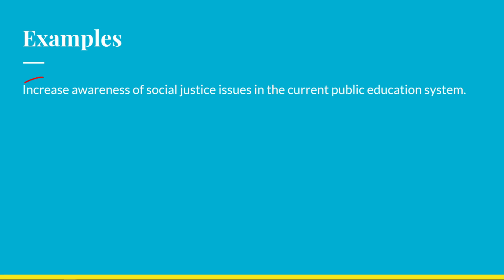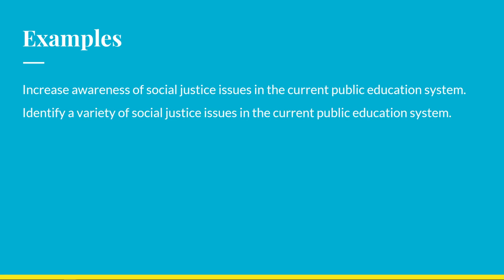Action verb increase is observable. For example, we can compare learners' performance in a pre-test and a post-test to see whether there is an increase. However, the object of the verb, awareness, is not observable. To measure awareness, you will need an observable behavior as the indicator. Here is an example. If my learners can identify a variety of social justice issues, then I know that they are aware of those issues.